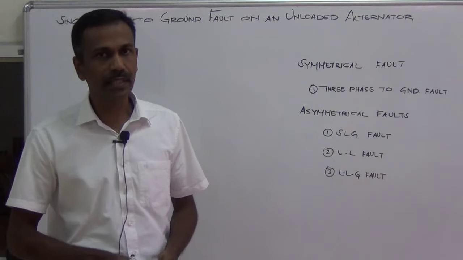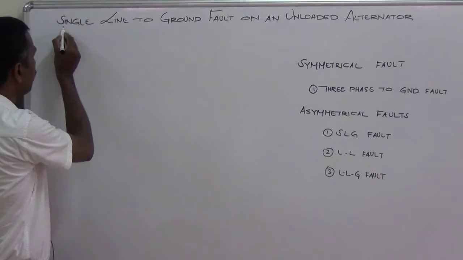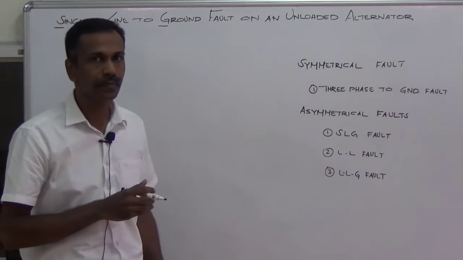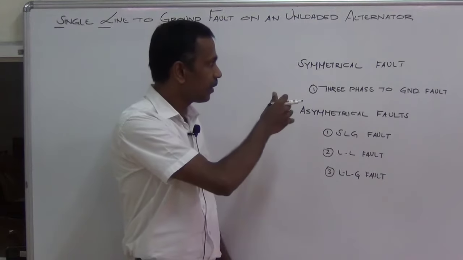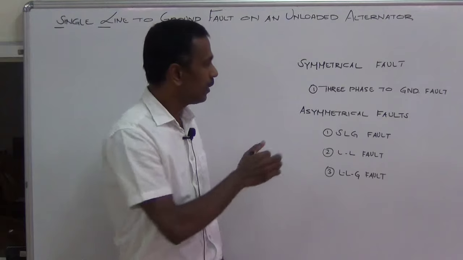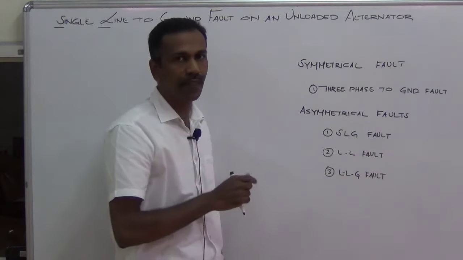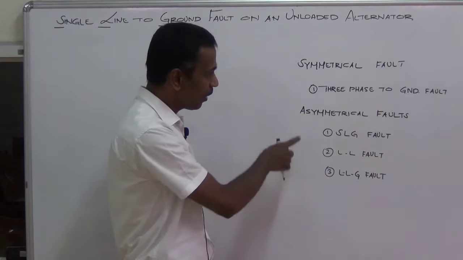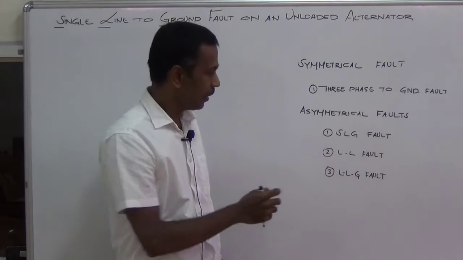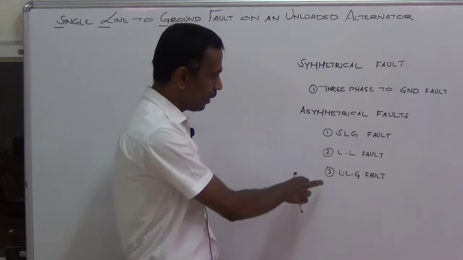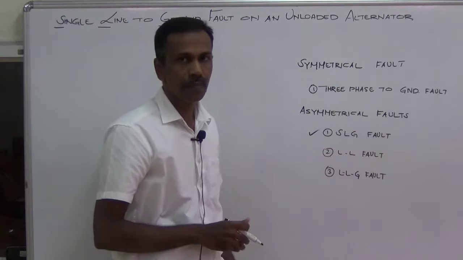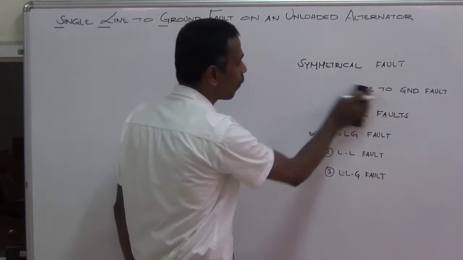Hi students, in this class we will see the SLG fault or single line to ground fault of an alternator. We can classify the power system faults into symmetrical faults and asymmetrical faults. In the symmetrical fault, we study the three-phase to ground fault. In the asymmetrical fault, we have SLG fault or single line to ground fault, then line to line fault, then double line to ground fault. In this class, we will see the analysis of SLG fault.